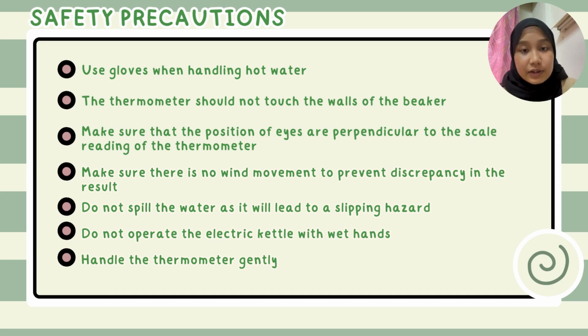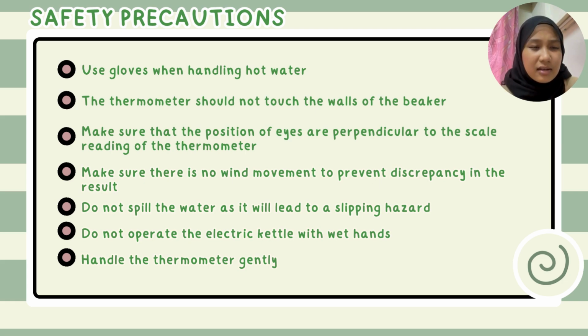So for the safety precaution part, in the slide, there are 8 safety precautions that we follow during our lab session. So the first one is use gloves when handling the hot water. It's to prevent any skin burn. And then the second one is the thermometer should not touch the wall of the beaker, so the temperature that we take is accurate. And then the third one is make sure that the position of eyes is perpendicular to the scale reading of the thermometer, because we want to prevent the parallax error.